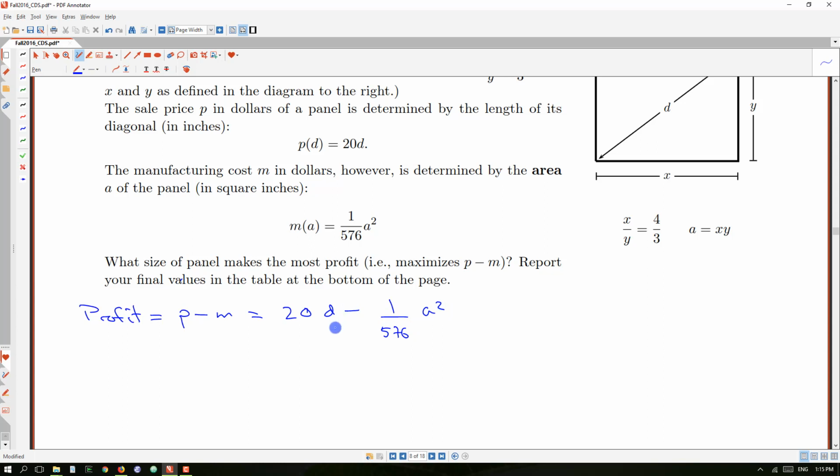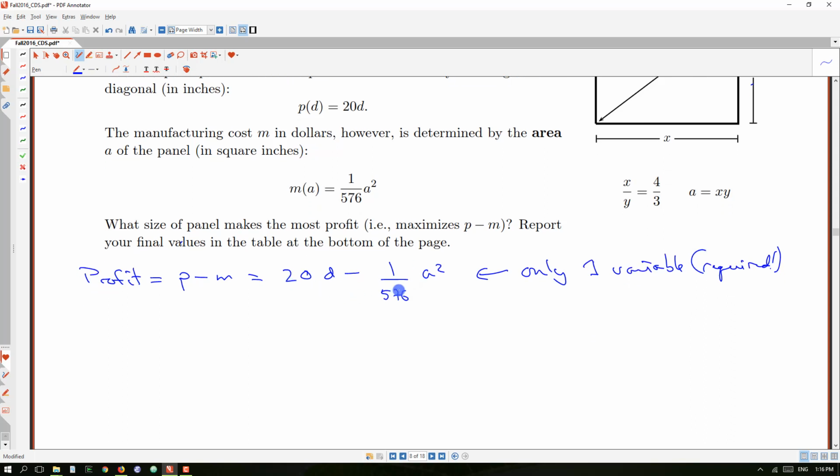Then we have to recognize what the challenge is. If we're trying to maximize profit, we have to recognize what we can control. And we can control the diagonal and the area, but we can't pick them independently. If we change the area and we have a fixed ratio, then we're also changing the diagonal. So the problem we have to address is reducing this down to only one variable. That's something that we have to do before we can tackle this with our standard derivative operation. So how can we work with that?